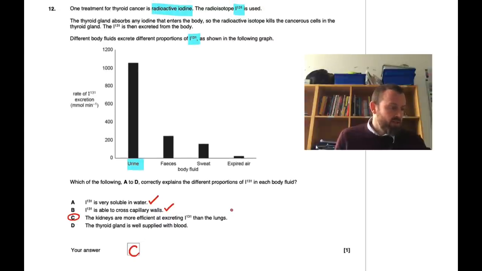The examiner's comment says this question proved challenging for some, and required skills in applying knowledge to novel contexts to choose the most appropriate response. I guess I think they're all kind of right. The examiner says it's this one. I guess that's true, but I don't really think that explains it. I think that just states it. It doesn't really give the explanation, but whatever. It's C, says the exam board.